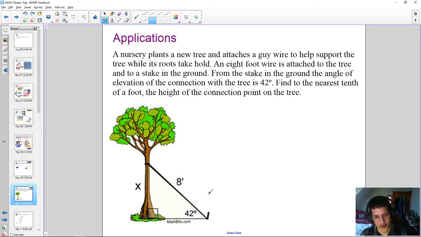I guess if you have an 8-foot cord and you know that you want it to be held at a certain angle, then you just need to pick whatever height you do and then pull that thing out and you'll be all good to go. Cool. So we'll find that length x. All right.